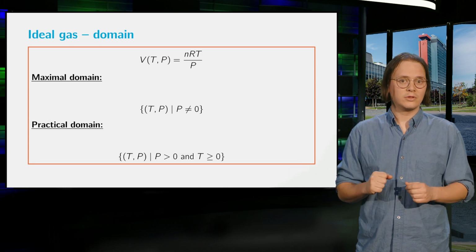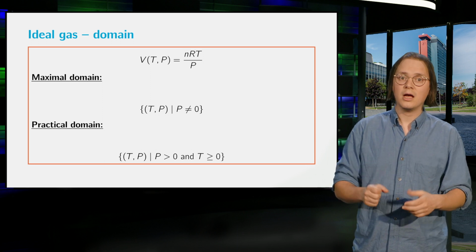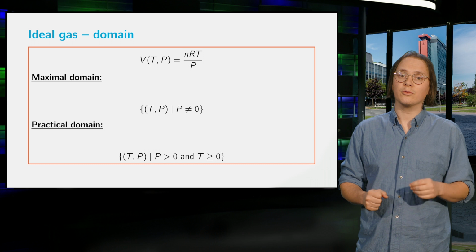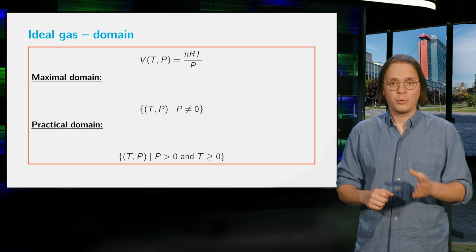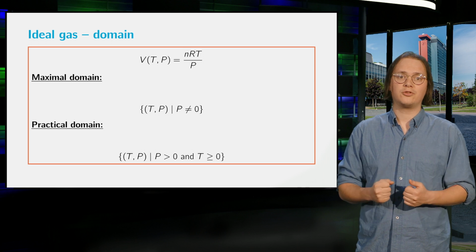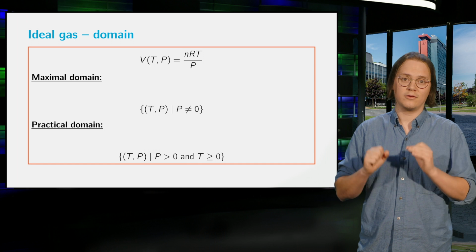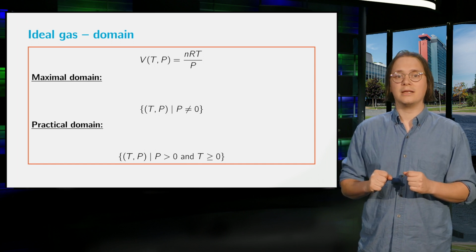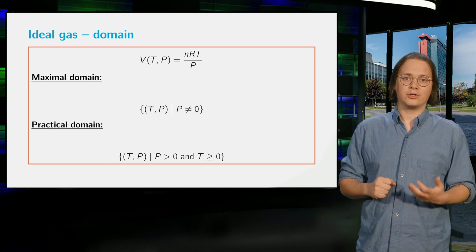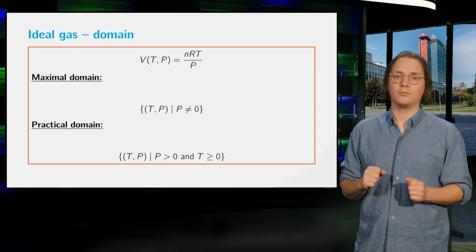Taking that into account, it makes sense to reduce the domain and consider only those points (T, P), where T is greater than or equal to 0, and P is strictly greater than 0. So what we have here is an example of the common situation where the domain we actually consider in practice is not the maximal domain, but rather a smaller domain. Indeed, given a formula for a function, the domain of that function must be some part or the entire maximal domain.